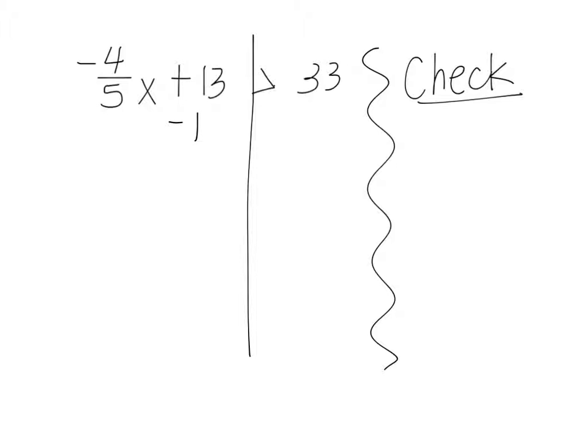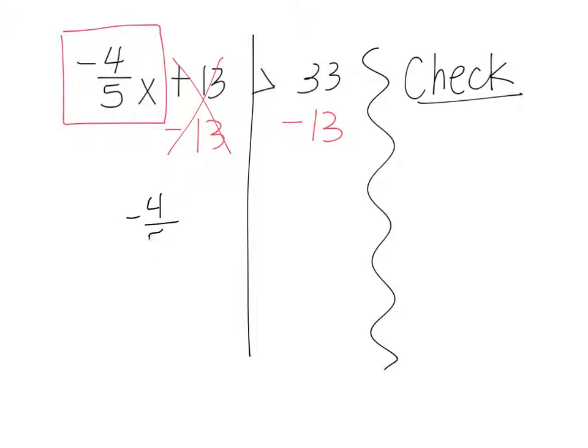I have minus 13. Oh, let me change my color so you can see my steps. Minus 13 on both sides. The 13s cancel each other out. I bring everything that is left over. That includes the negative, the fraction, and the x. Negative 4/5 x is greater than 33 minus 13 is 20.